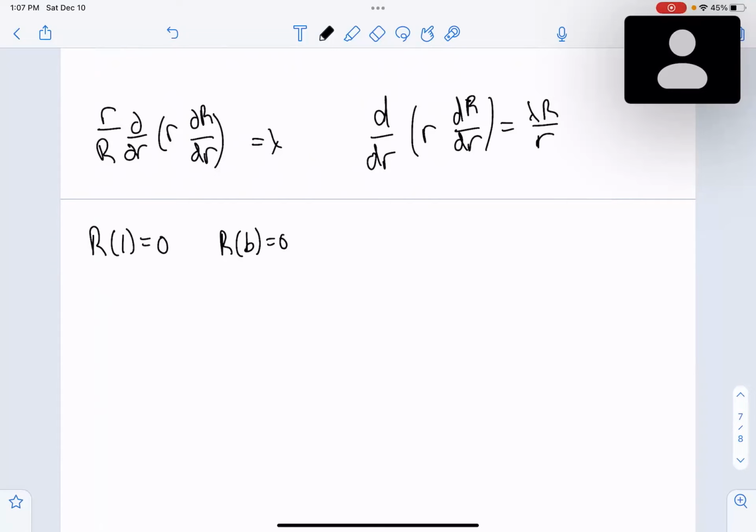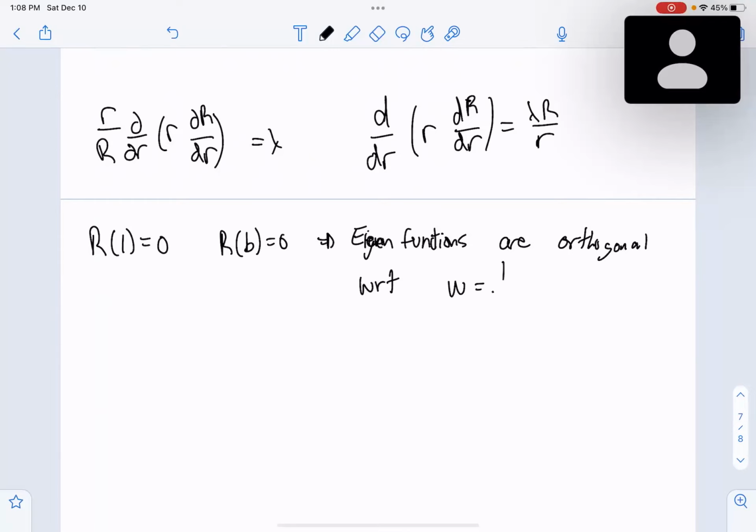And as always, what that implies is that the eigenfunctions are orthogonal with respect to the weight function W. In this case, 1 over r, as we can see here.